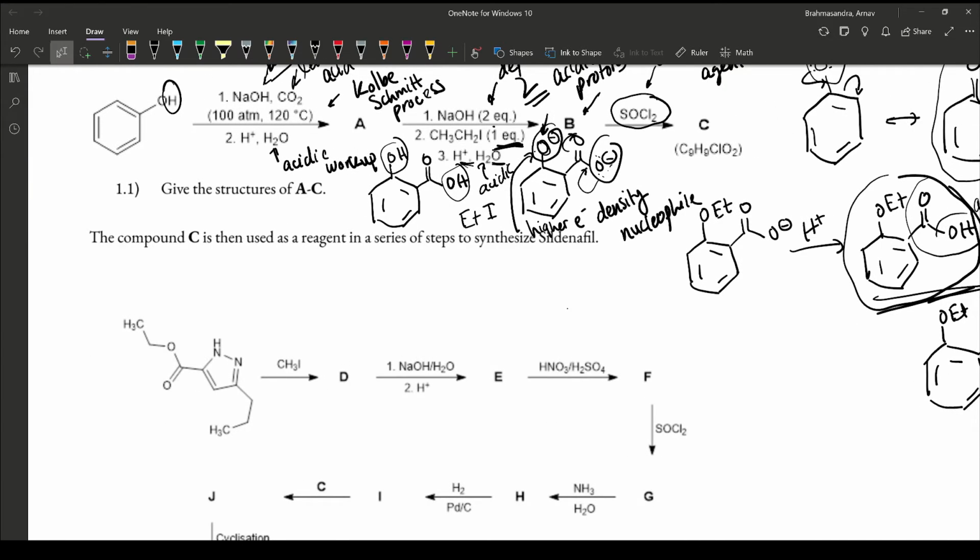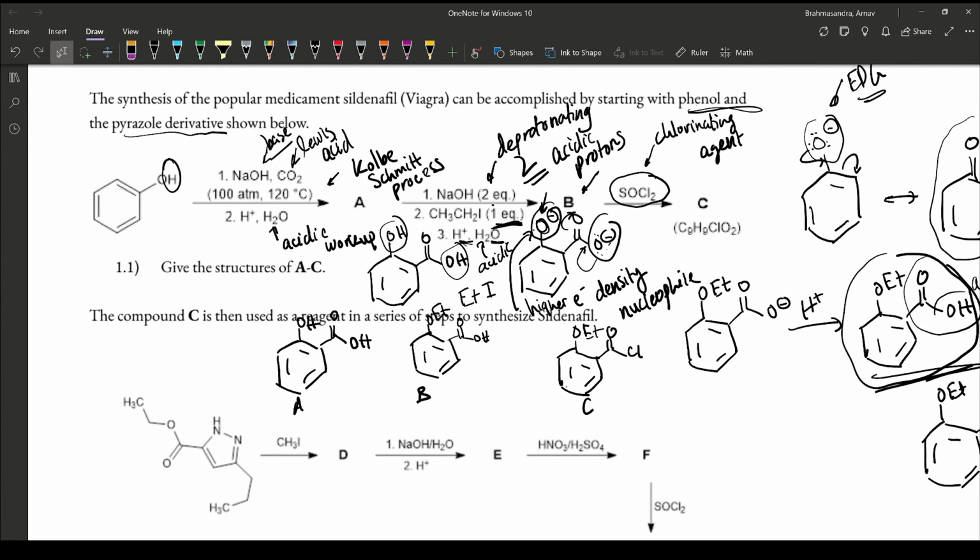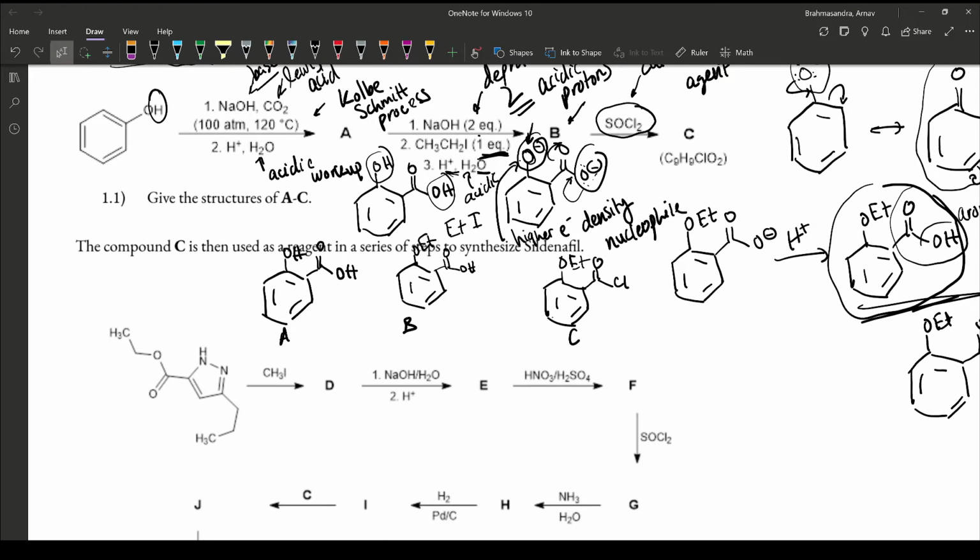So let's just write out the structures of A to C once again. For A, we have our structure looking like this, OH and our carboxylic acid group. For B, we have our structure with our ethylated oxygen. So we have O-ethyl, and then we have our carboxylic acid group. And for C, we have our O-ethyl, but now we have an acid chloride group instead. So these should all be pretty simple reactions. You should be comfortable with these reactions.